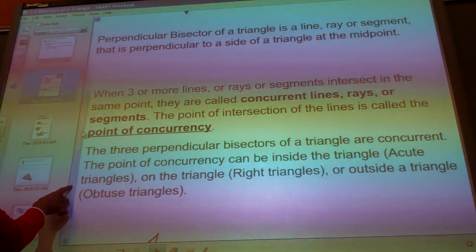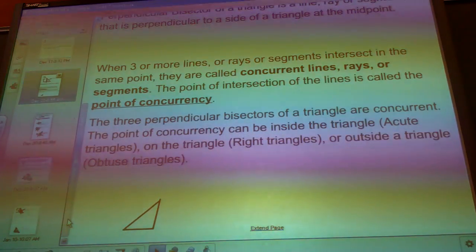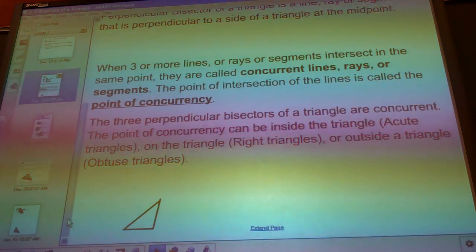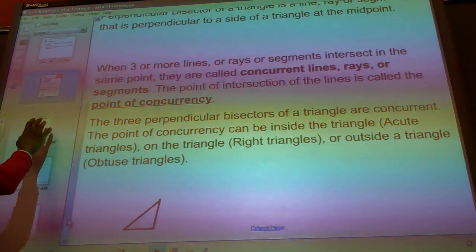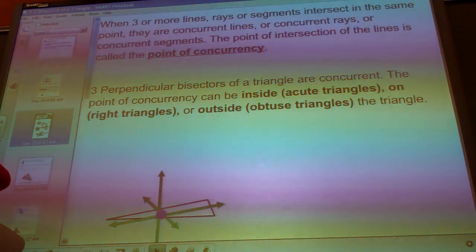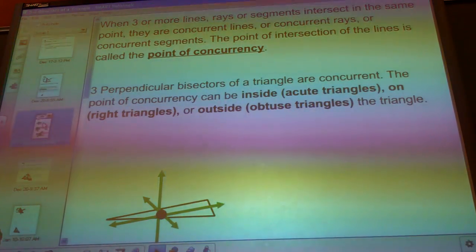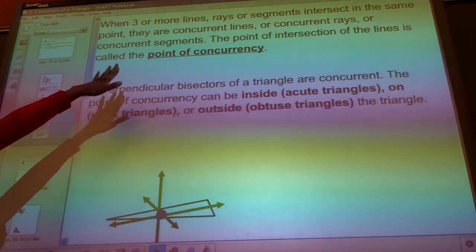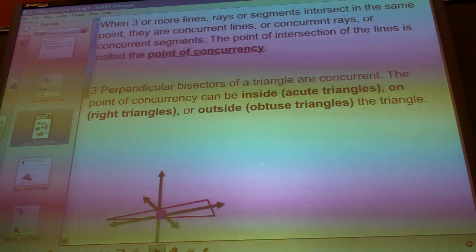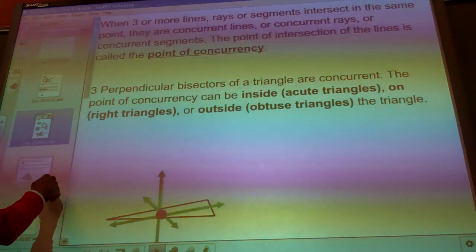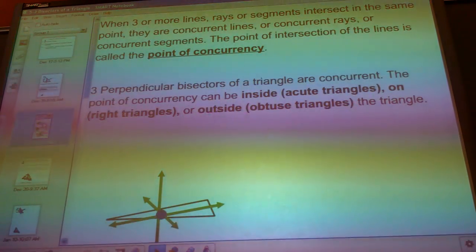When three or more lines, rays, or segments intersect at the same point, they are called concurrent. Let me see if I have another one with some better drawings. I do, so I'm going to use this one. When three or more lines, rays, or segments intersect in the same point, they are concurrent lines or concurrent rays or concurrent segments. The point of intersection is called the point of concurrency.